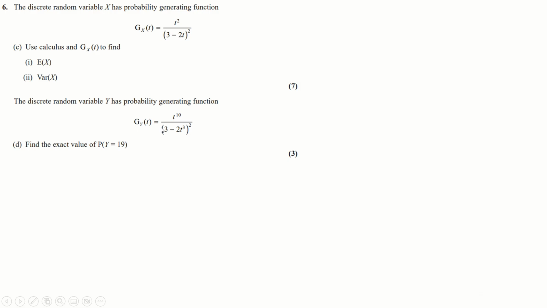The discrete random variable is shown by this. Find the value of p of y equals 19. Now, the whole point of probability generating functions, what's quite nice about them, there's lots of things that are nice about them, but one really nice thing is that when you write them out in polynomial form, something t plus something t squared plus something t cubed, the coefficient of t to the power n is just the probability that y equals n.